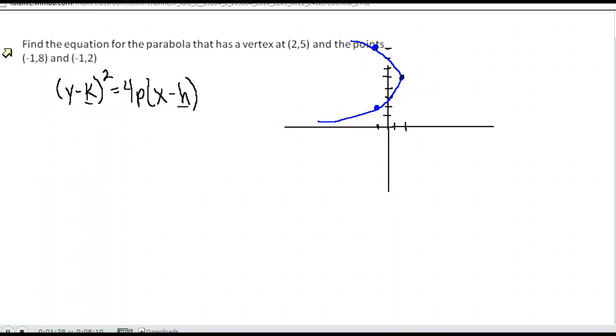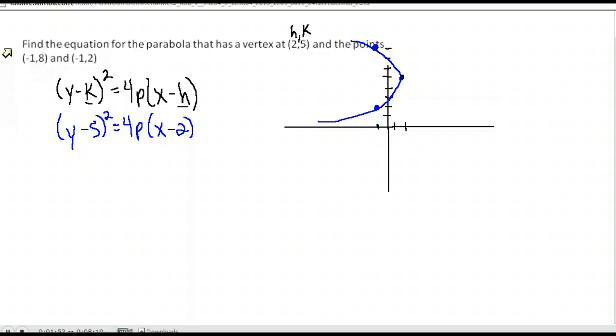Remember, in this, (h, k) is our vertex. We can go ahead and put those values in. So I have (y minus 5) squared equals 4p times (x minus 2). Okay? Now our next job is to find out what p is.